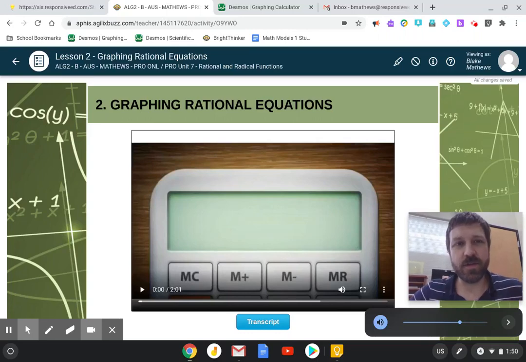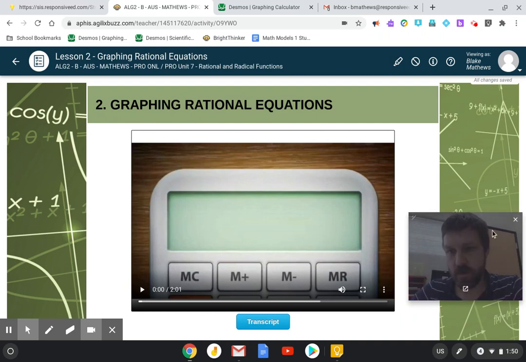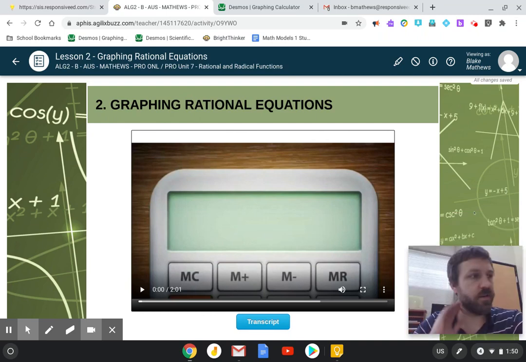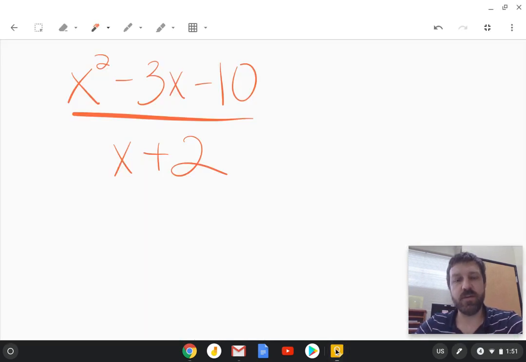All right, this is the Algebra 2 Unit 7 Lesson 2 video. So we've been introduced to rational functions, and this lesson 2 is going to be all about the graphs of those types of functions, and they're going to be focusing on two main types. And so the first type of rational equation they're going to have us graph are going to be what you see here.